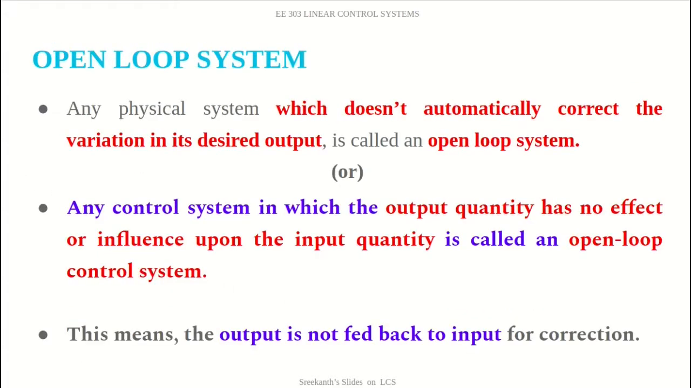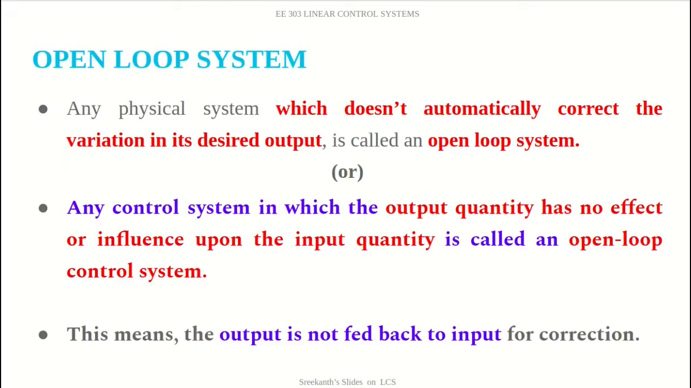Now we go on to specific control systems, the first of which is known as an open loop system. Now what is an open loop system? Any physical system which doesn't automatically correct the variation in its desired output is called an open loop system. Why do we control a system? We want a particular output. Whatever we do, we want a specific output from that. That specific output for which we are controlling the system is known as the desired output.